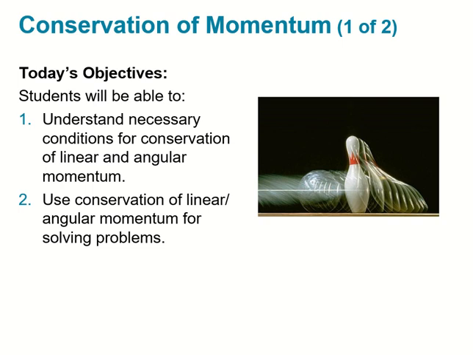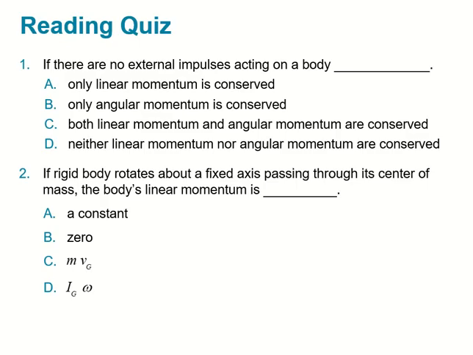Then we go into the next section. It's reading. You get another one right here. If there are no external impulses acting on a body, what is it going to be? Are we dealing only with linear momentum conserved or angular momentum conserved? Impulse is just a change in motion in a particular, very small time. The same thing.